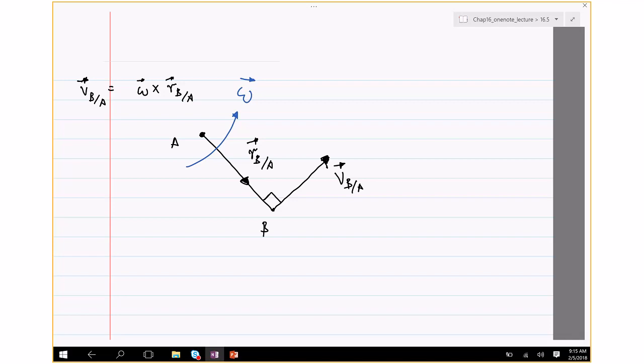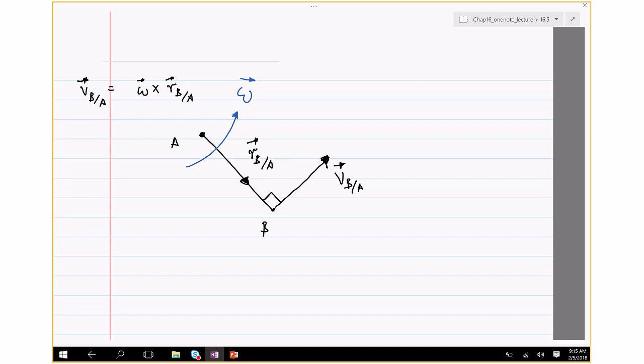That's also true if omega was the other way. If omega was pointing inside the page, then it would be clockwise. So take the vector and turn it along the direction of omega's turn. In that case, I need to turn the pen this way, clockwise, and this would be the direction of VB with respect to A if omega was pointing inside the page. So you do not have to actually write that equation. You can just use this simple trick.